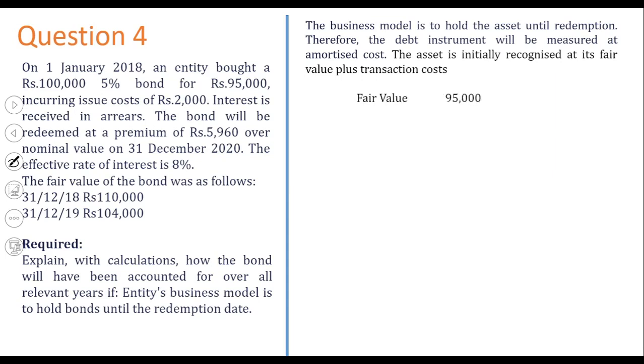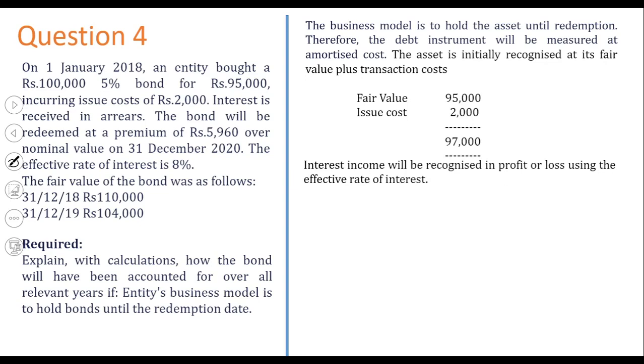Okay. Fair value is 95,000. Transaction cost is 2,000. Total is 97,000. This will be the initial measurement, right? How should we subsequently measure it? Using the effective interest rate or the amortized cost method. Interest income will be recognized in profit or loss using the effective interest rate method.